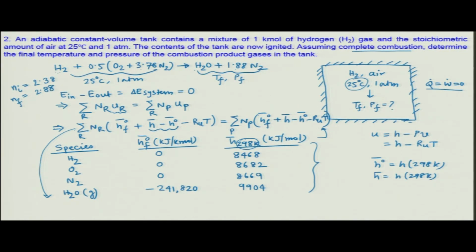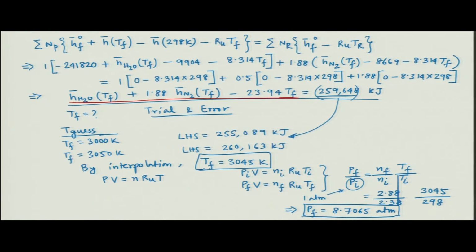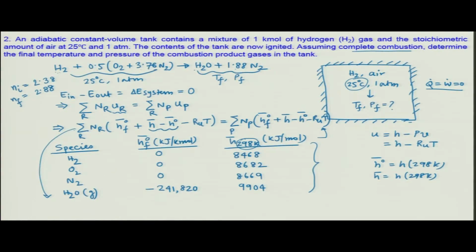Now I can substitute these numbers here. So, this is 2.88 divided by 2.38, and Tf was 3045 Kelvin, Ti is 298 Kelvin. From this you will get Pf, and Pi is 1 atmospheric pressure, which is given in the question. So, you can evaluate Pf as 8.7065 atmospheres. This is the final pressure of the system, and Tf is the final temperature of the system. In this problem we have seen a constant volume reactor, and we have calculated the final temperature and the pressure of this system.